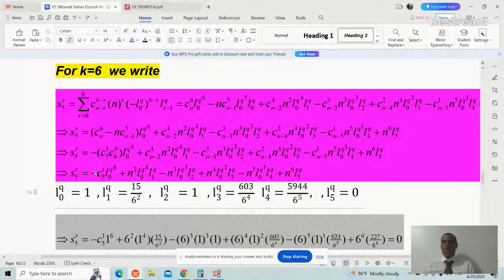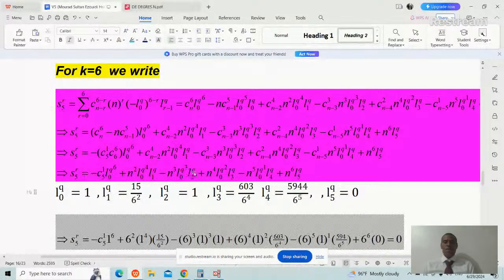So it will be S5 equals negative combination 5 choose 1 and 0 for the Q raised to the power 6, plus n cubed, n squared, L0 for the Q raised to the power 4 times L1, minus n cubed, L0 Q cubed, L2 for the Q, plus n raised to the power 4 times L0 for the Q squared multiplied by L3 for the Q, minus n raised to the power 5 L0 for the Q raised to the power 1 times L4 for the Q, plus n raised to the power 6 times L5 for the Q. This last one is the same as that. It had been derived from the discriminant formula of Mourad Sultan Ezouidi. This S5 is generalized for any point to the power n.